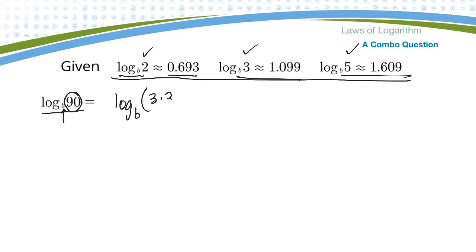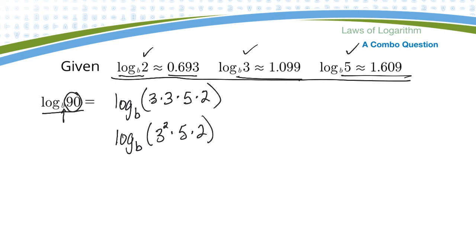3 times 3, that's 9, times 5, 9 times 5 is 45, times 2. That'd do it for me right there. So log base b of 3 times 3 times 5 times 2, that gives me 90. Now, I could write it like that, or I could simplify it just a little bit and call that 3 squared times 5 times 2.